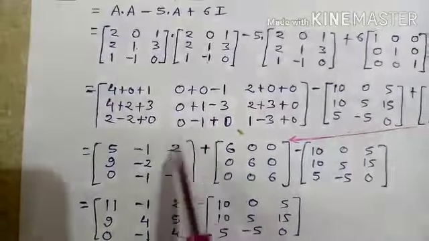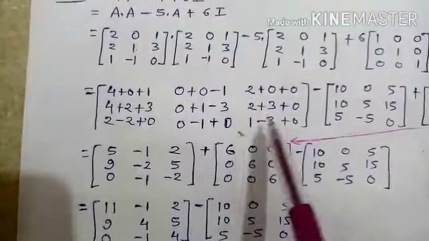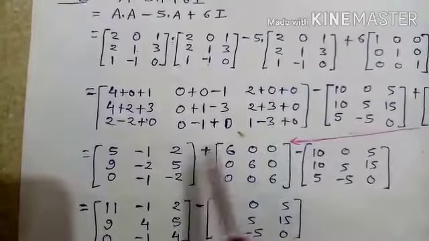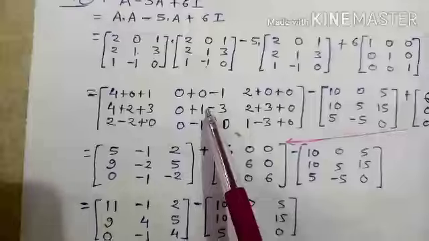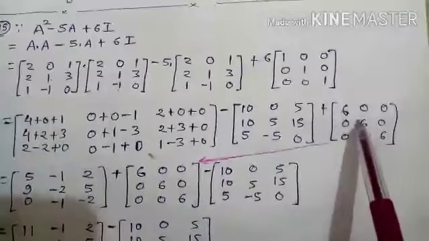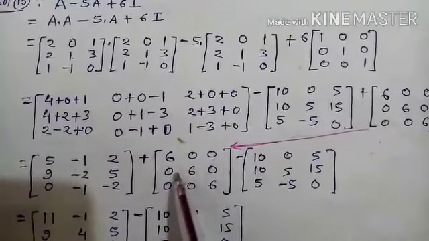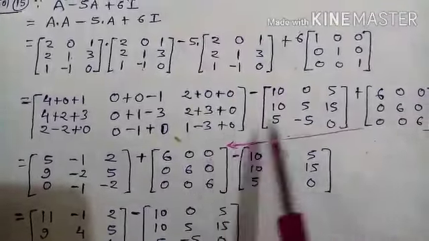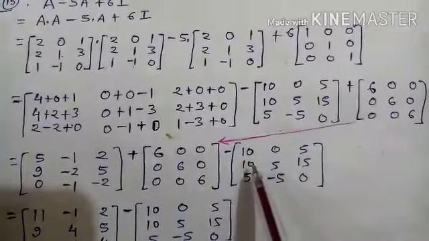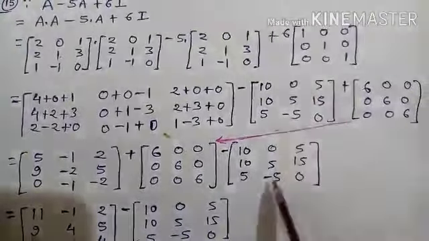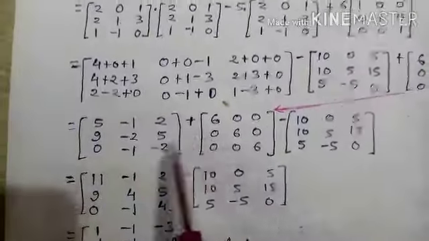1 and minus 3, that is only minus 2, this is minus 1, and last is 2 plus 3, that is 5, and this is minus 2. Now first and last matrix both are positive, so transfer this matrix here, 6 0 0, 0 6 0, 0 0 6, and after that write this matrix with minus sign, 10 10 5, 0 5 minus 5, and 5 15 0. First find the sum of these two matrices.